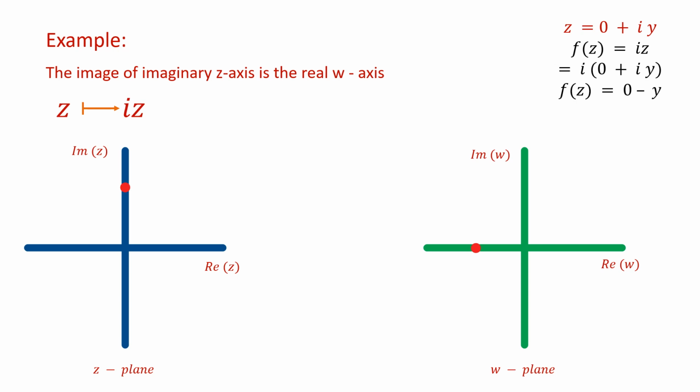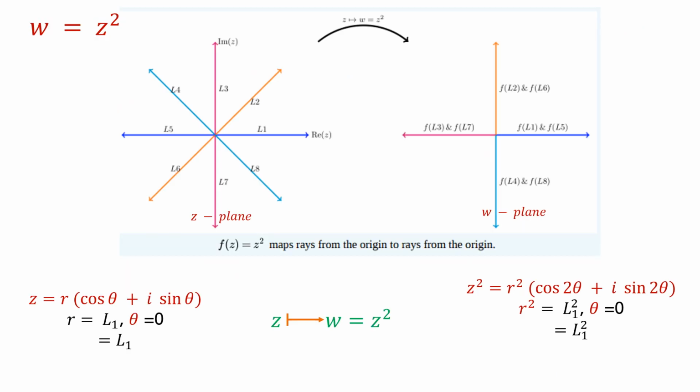z is equal to 0 plus iy. So the real part is 0 and the imaginary part is taking the value of i into y. The function w or f of z is iz, and z is 0 plus iy, and hence f of z is i into 0 plus iy, which results in the value of f of z as minus y. That means the image of the imaginary z axis is the real w axis under this mapping, z maps to iz.